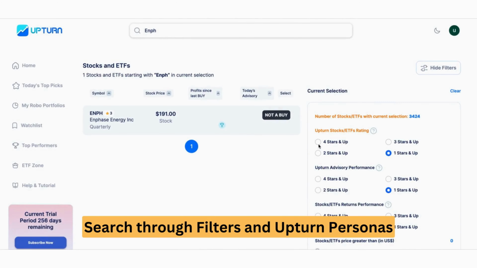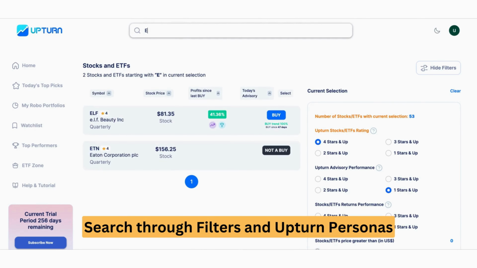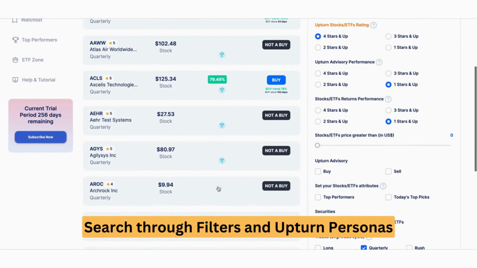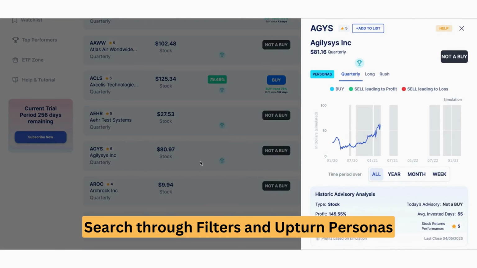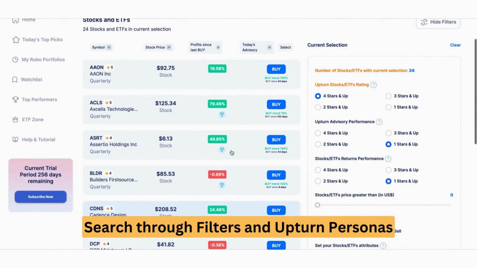Additionally, when a user searches for any stocks, a filter card appears on the right. One can use these filters for stocks or ETFs to identify a list of all stocks that satisfy criteria such as stocks with a buy advisory, Upturn 4+ star rated stocks, and so on. Users can also build filters and robo-portfolios catering to different personas.